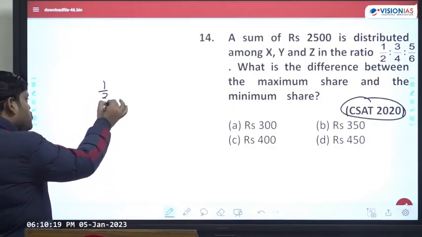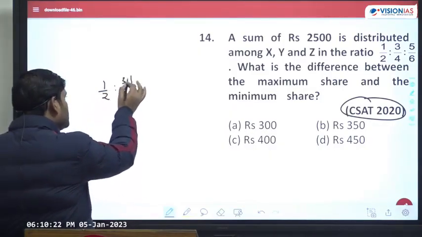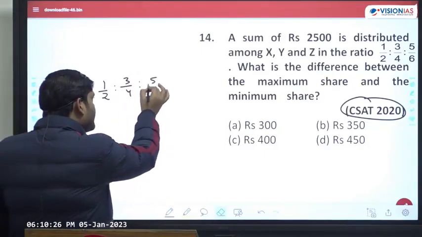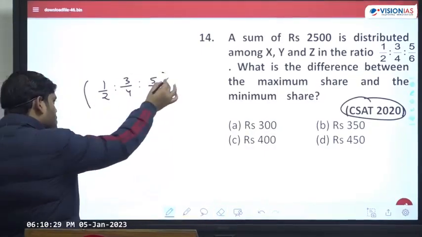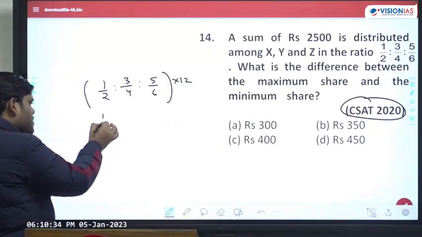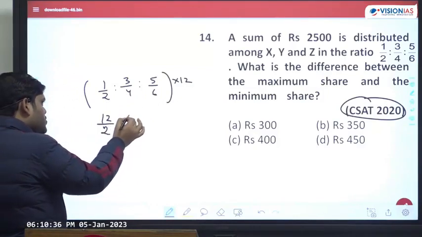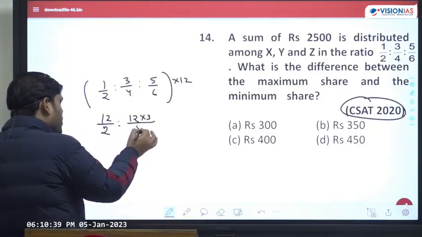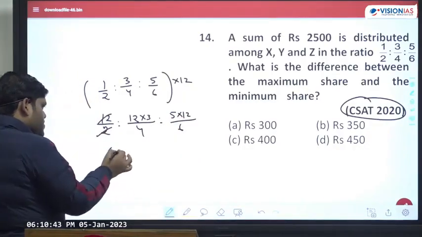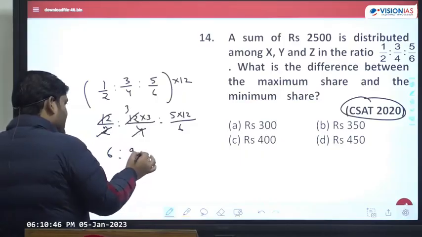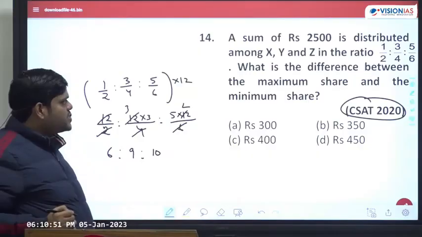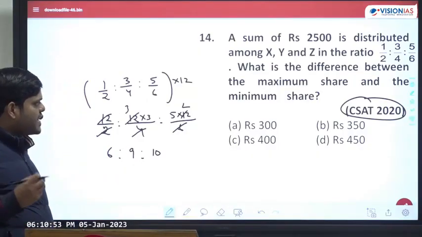So first we have to change into standard format. We can multiply by 12, the LCM. 12 into 1/2, 12 into 3/4, 5 into 12/6. So this becomes 6, 9, 10. Okay? Now the question is, what is the difference between the maximum share and minimum share?